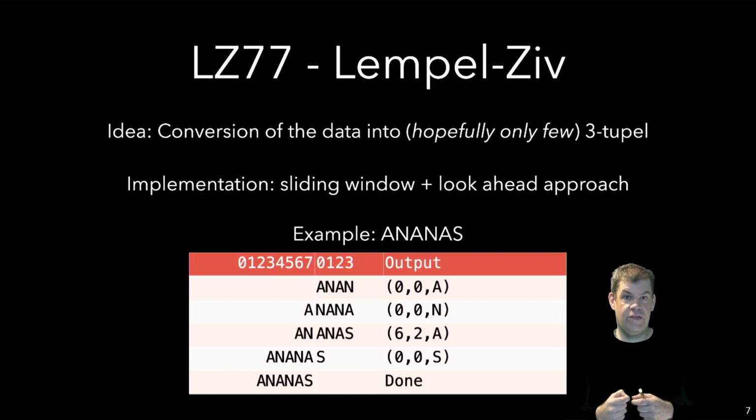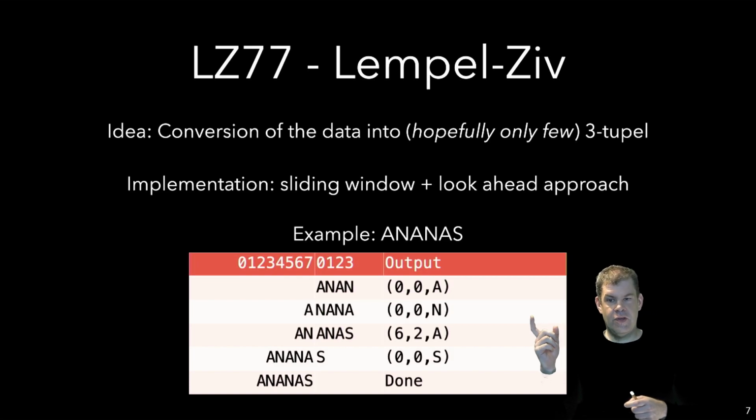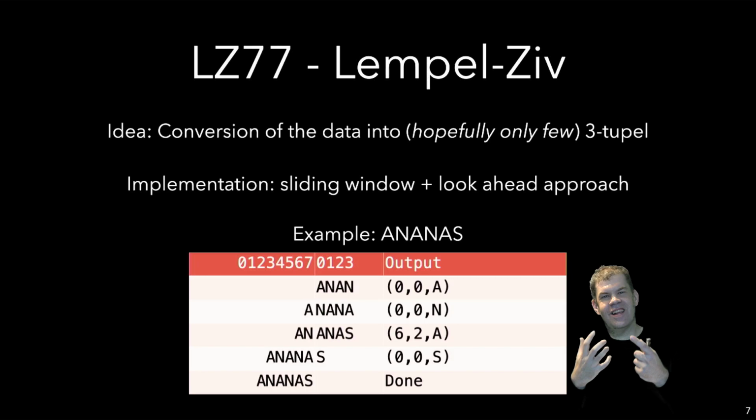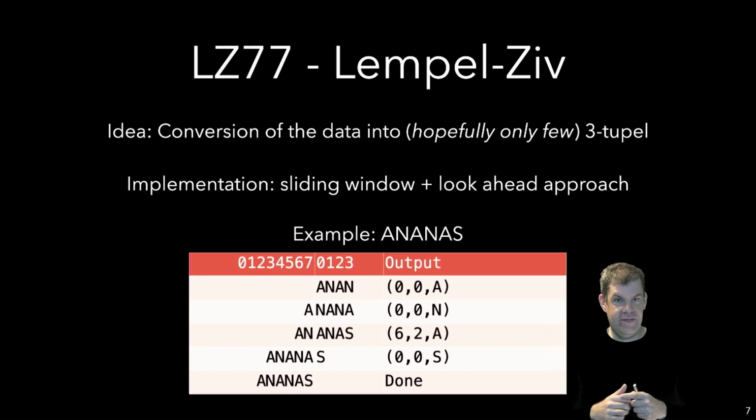If they're not 0, 0, they mean the following: in my sliding window at position 6, please copy 2 characters from the previously seen data, and then add an A. So with 3 characters, we get 3 characters, the A, the N, and the A, which is still not really a compression. It's just the break-even point.